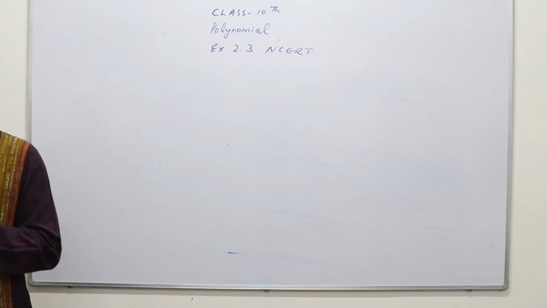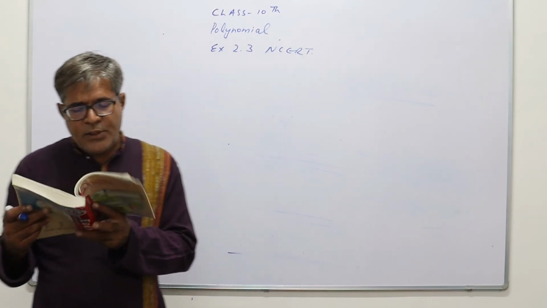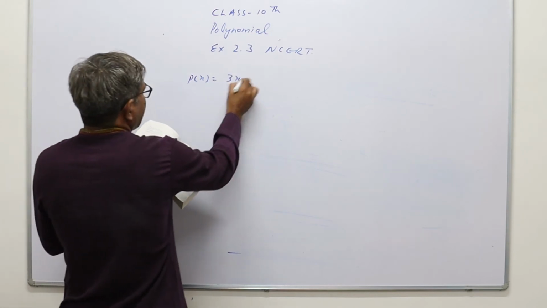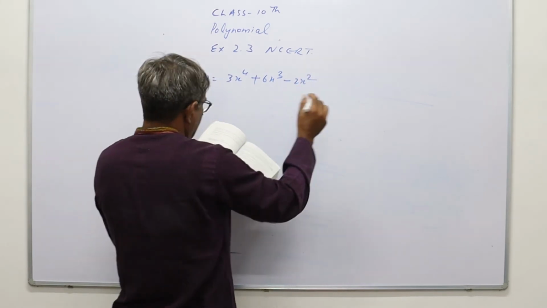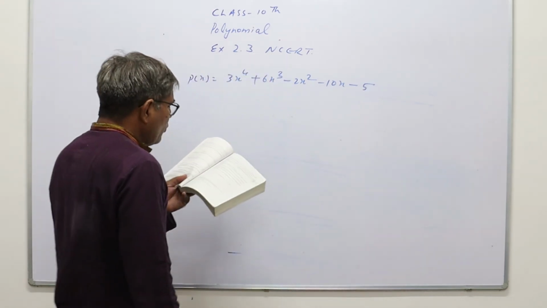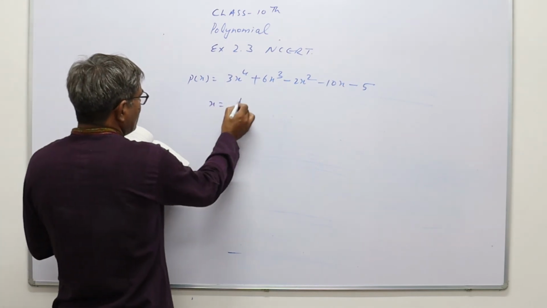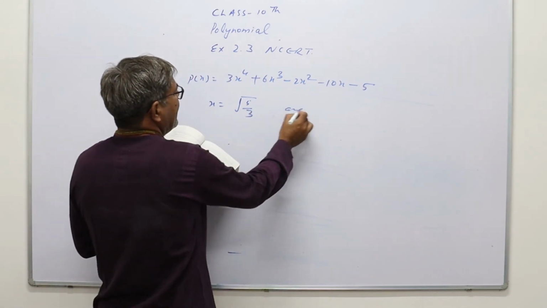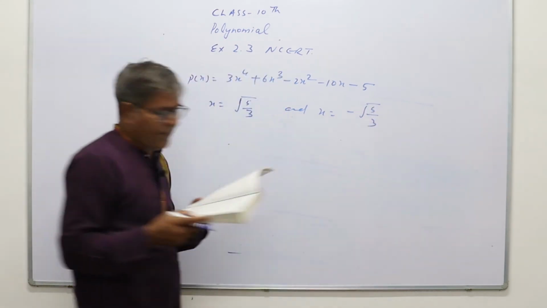Now the next question, a very important question, question number 3. Obtain all other zeros of the polynomial p(x) equals 3x raised to the power 4 plus 6x cube minus 2x square minus 10x minus 5, if two zeros are, let the two zeros be x equals root 5 by 3 and x equals minus root 5 by 3.